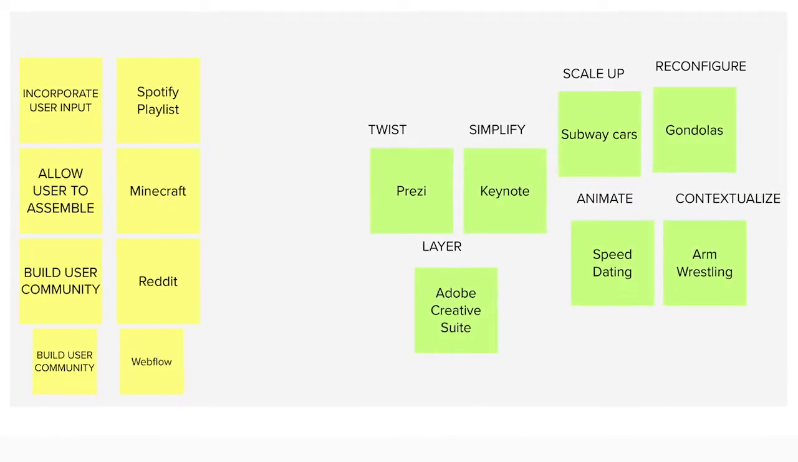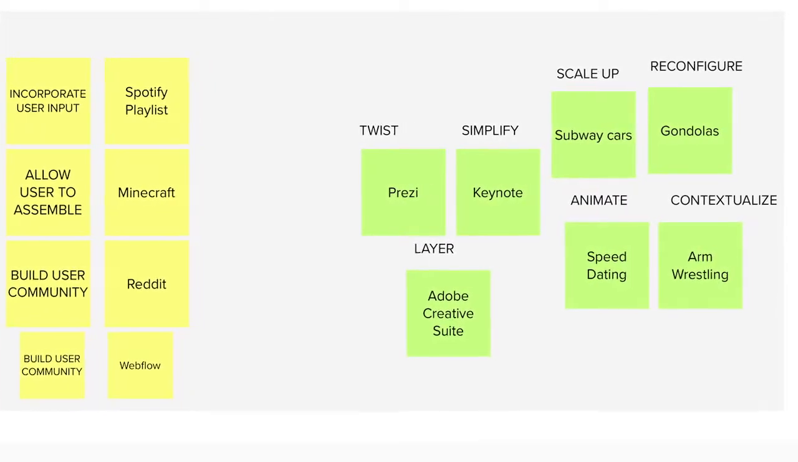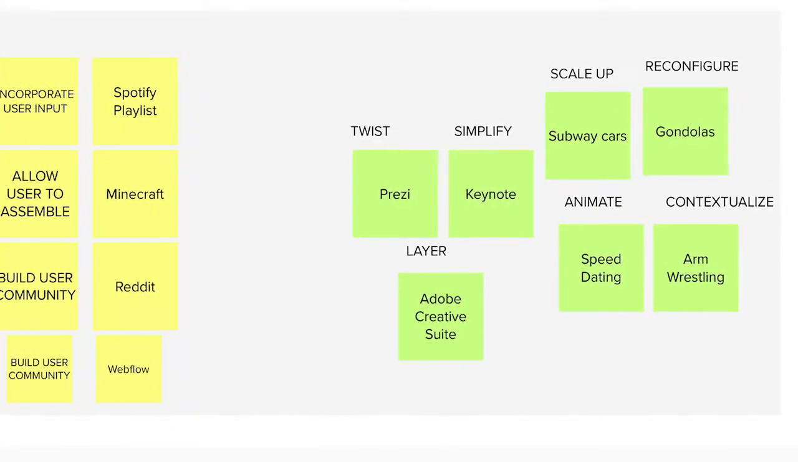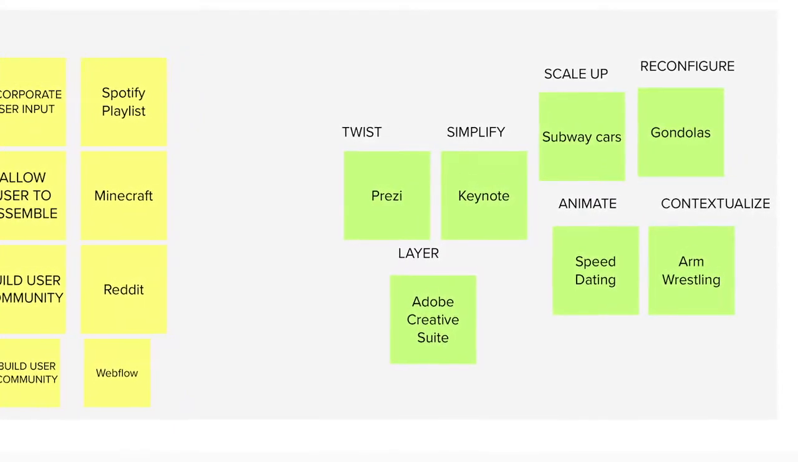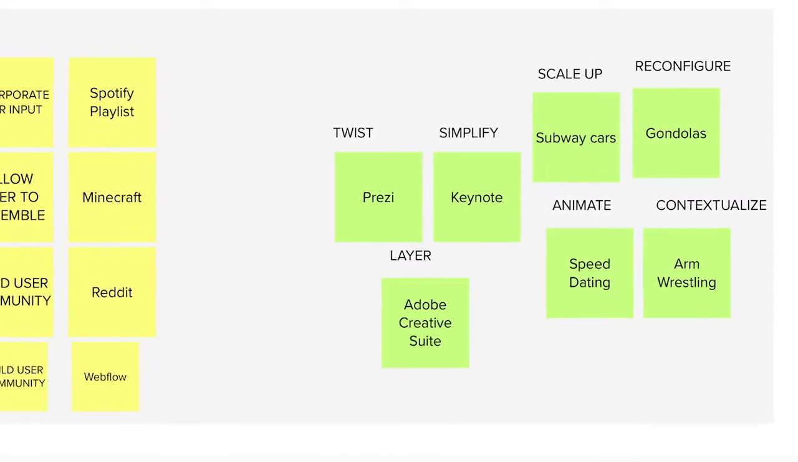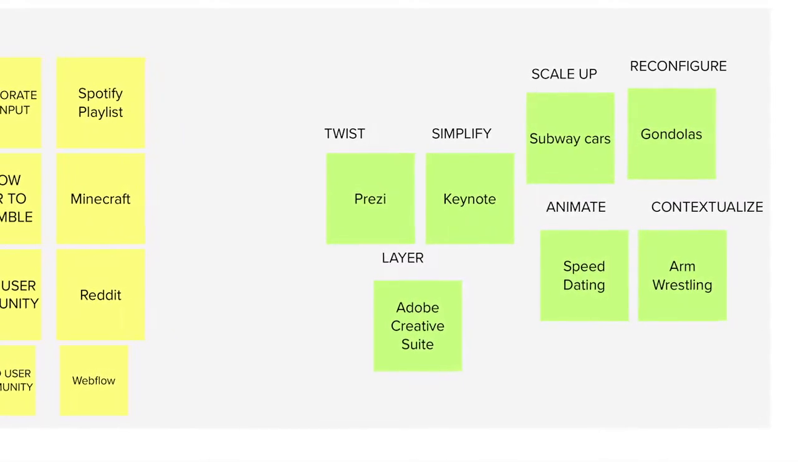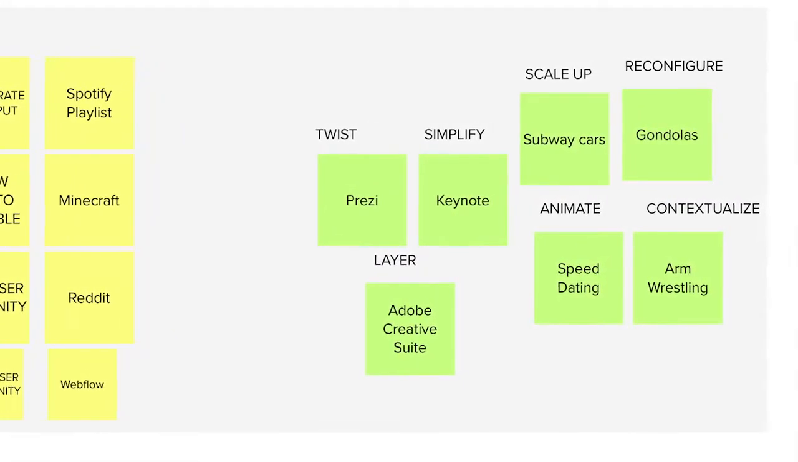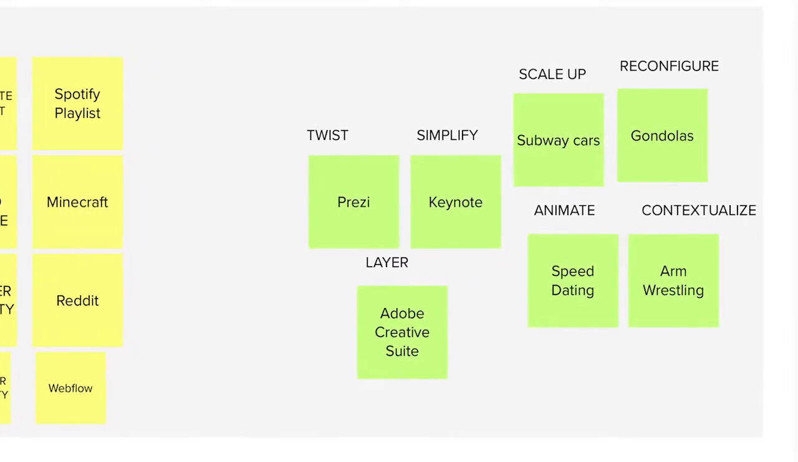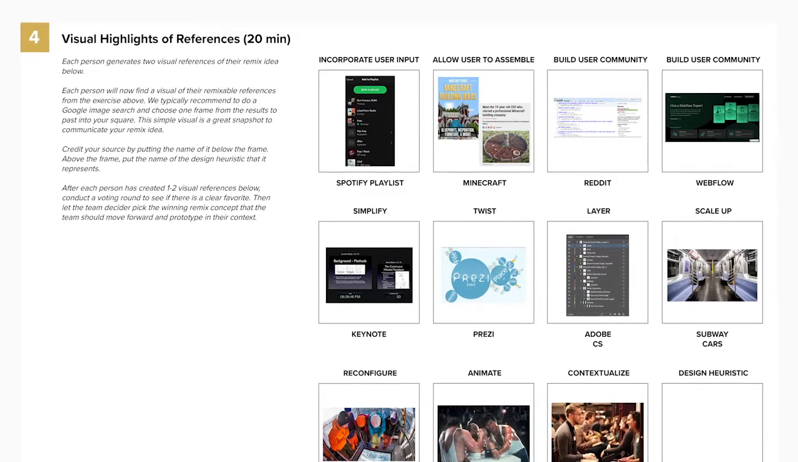We have another person who said reconfigure. And this is really awesome because it has nothing to do with software. They put gondolas as their example. So in step 3, each person is thinking about a reference that is an awesome example of that design heuristic in the wild, in action. And then once you do that, now you're able to create your visual highlights of those references. So I mentioned the Spotify playlist.